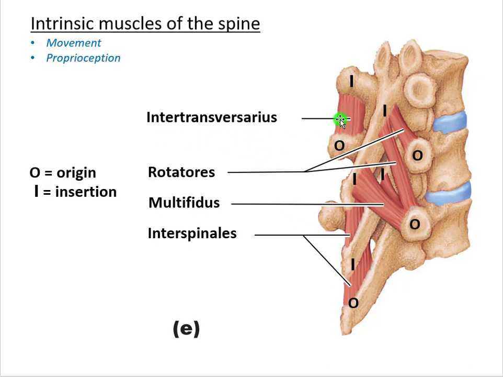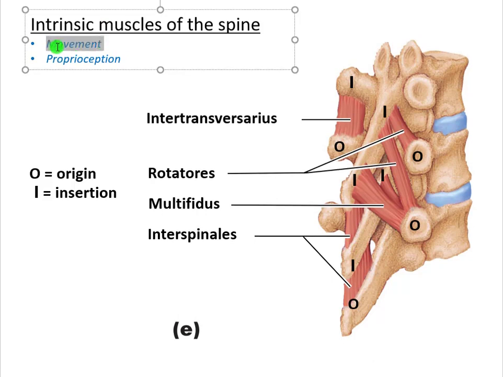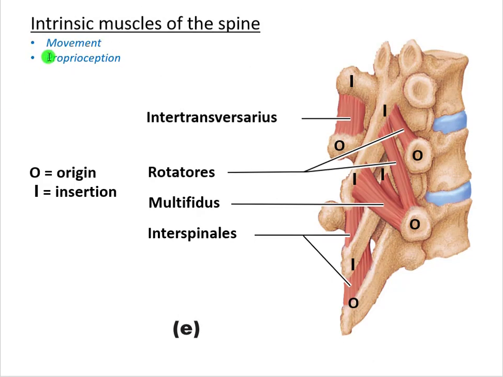Intertransversalis is a muscle that goes in between transverse processes, and that creates lateral flexion. And interspinalis travels in between spinous processes, and that creates spinal extension. Now, the major function of these is actually not so much movement. The major function of these guys is for proprioception, which is body position awareness.